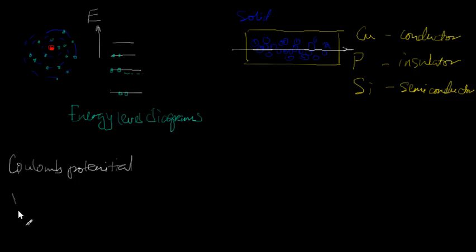So if you remember, V is equal to minus 1 over 4 pi epsilon naught times Q, where Q is the charge of each nucleus, divided by R, where R is the distance from the nucleus. Now if I plot a graph of this against R, the graph looks like this.